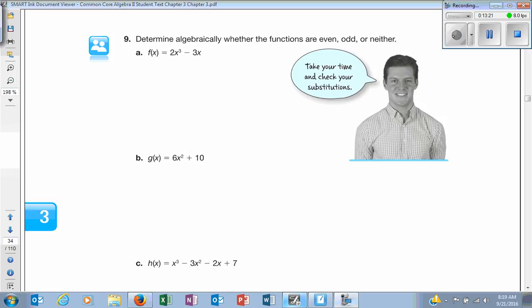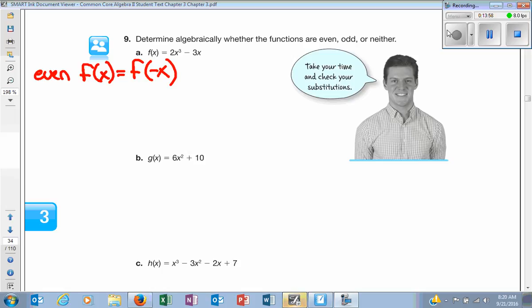So A is a great one to explain because in order for a function to be even, you have to take f of negative x, and it has to be equivalent to f of x. That means when I replace, I am taking the x out. I'm going to put a negative x in its place, and when I simplify everything, it looks like I haven't done anything to it. It looks like the original equation.